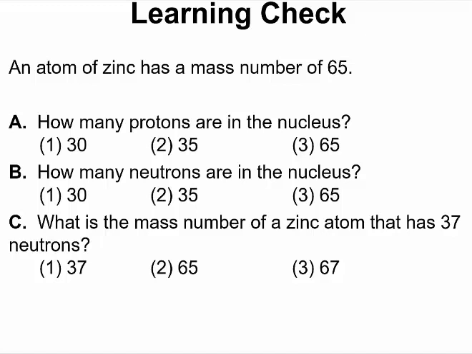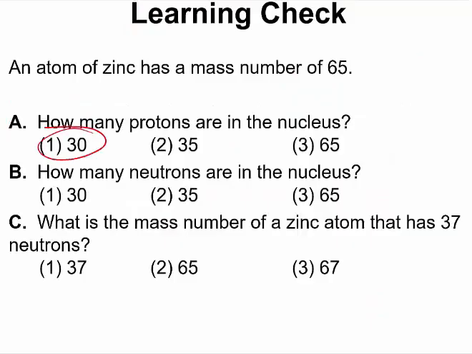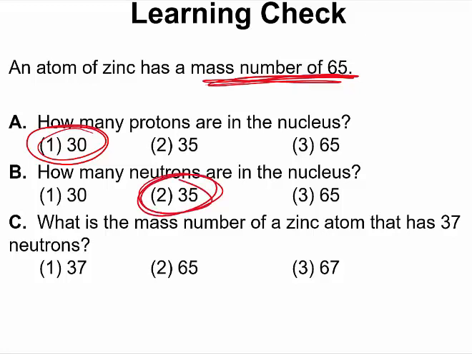Welcome back. How many protons are in the nucleus of an atom of zinc? You will need a periodic table to do that. Zinc has 30 protons, so 30. How many neutrons are in the nucleus? We know the mass number. All we need to do is subtract the number of protons from the mass number, and that is going to give us 35.